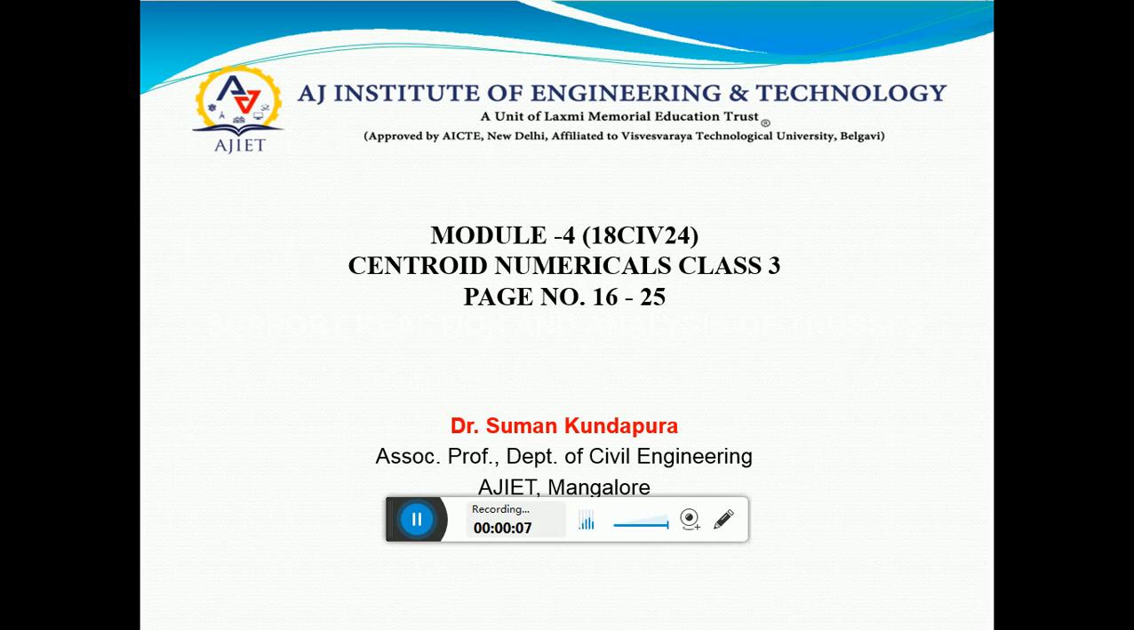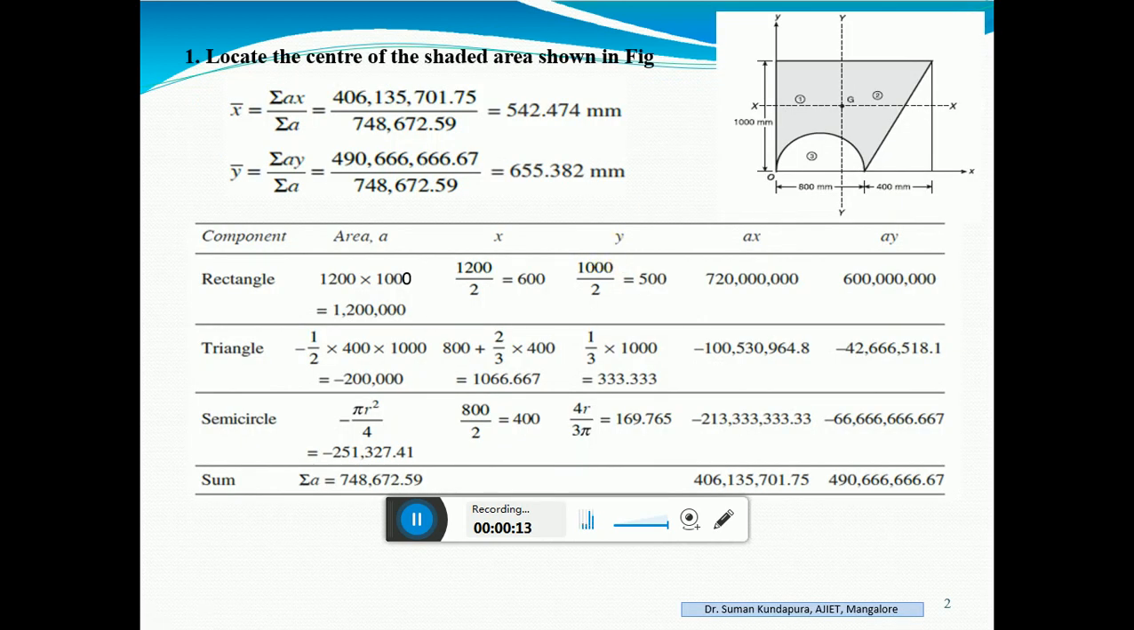Today I will be dealing with some of the numericals in the concept of centroid. In the previous lecture, we have already seen some of the problems where we found out the centroid. In today's set of problems, we have these cutout portions from the lamina. So if you see this figure in the question, they have given: locate the centroid of the shaded area.